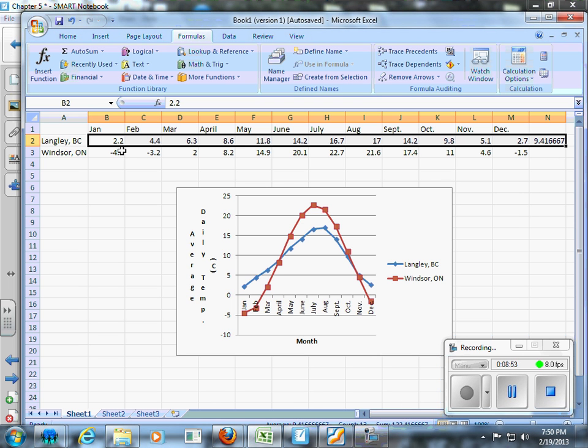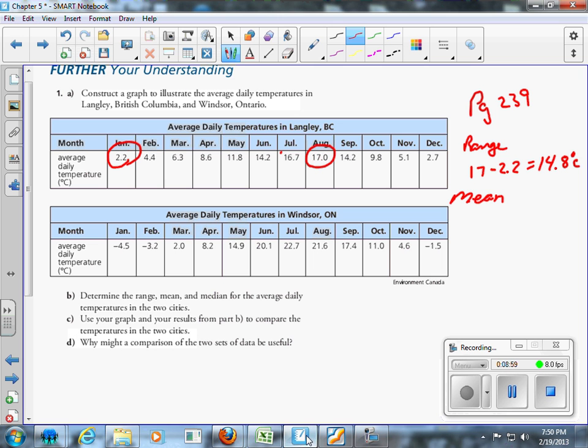Now because our question contains only one decimal point, we'll round our answer to 9.4. So here, mean is 9.4.